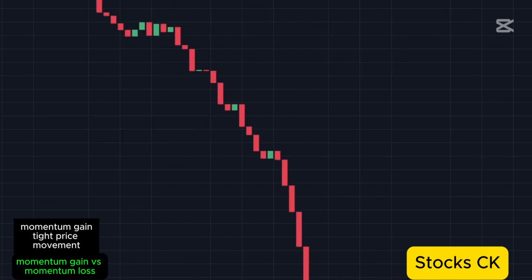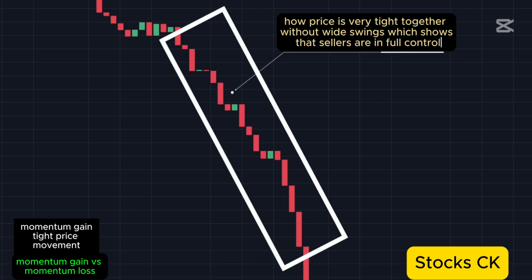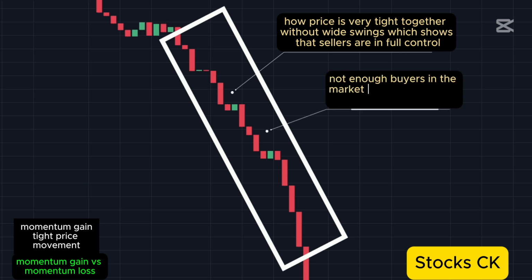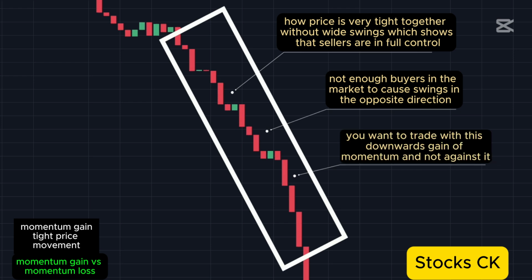In a downtrend, notice again how price is very tight together without wide swings, which shows that sellers are in full control, and that there are not enough buyers in the market to cause swings in the opposite direction. You want to trade with this downwards gain of momentum, and not against it.